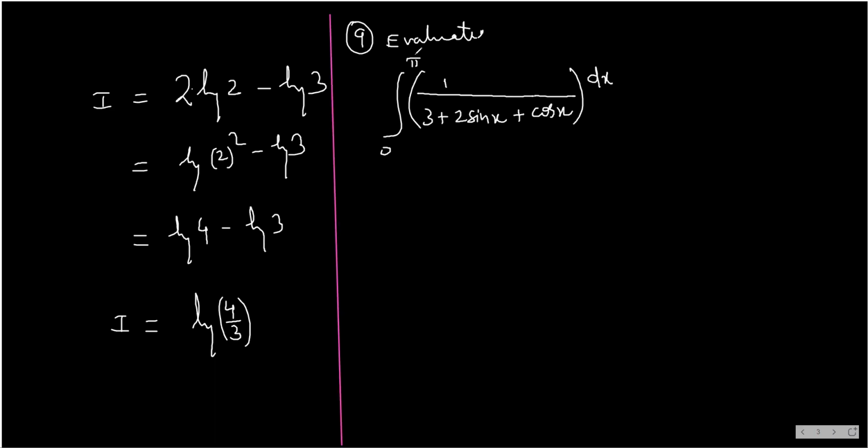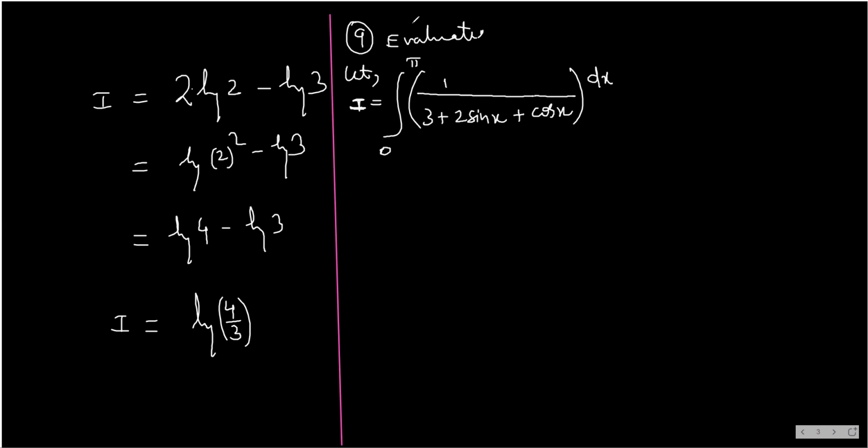Okay, let's solve now the ninth question from the same section, exercise 4.2. It is 0 to pi. We have to evaluate the definite integral from 0 to pi of 1 over 3 plus 2 sin x plus cos x dx. So as usual, I will write this as I. Now I understand what type of problem this is. This is 1 upon a plus b sin x plus c cos x dx. And you know, the method here is we put tan x by 2 as t.